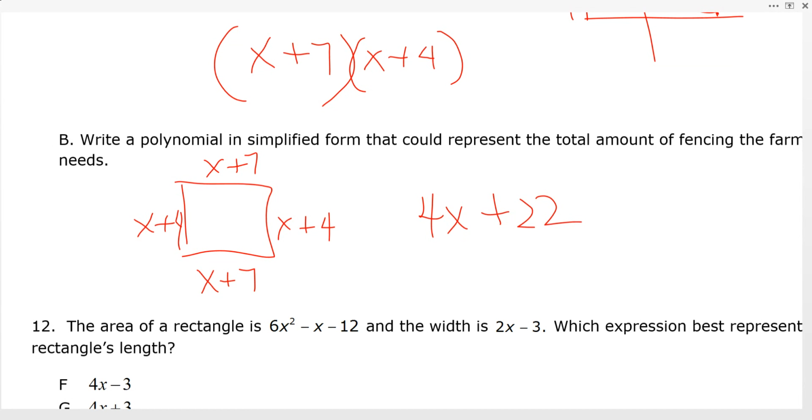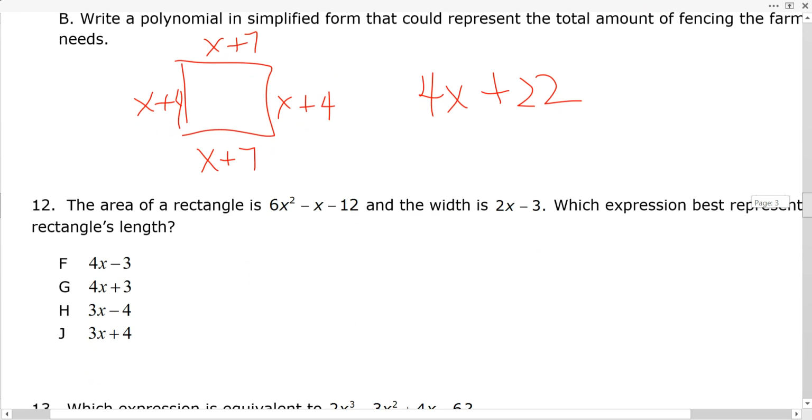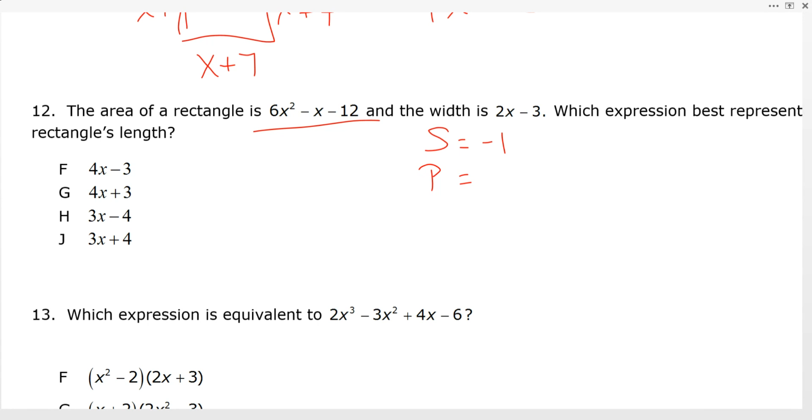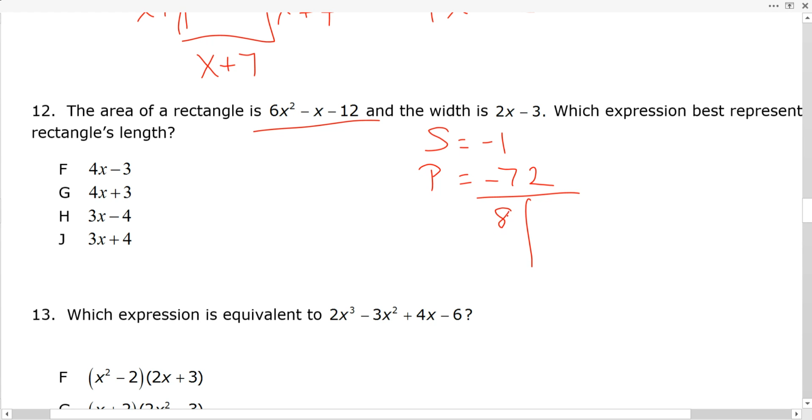Okay, here's another one of those problems where I can either do long division or I can factor. If I do long division, it'd be faster for me, but we're going to factor this. So the sum is -1. The product is 6 times 12, which is 72, negative. I just happen to know that 8 and 9 make 72, and I need a -1, so my 9 has to be negative and my 8 has to be positive.